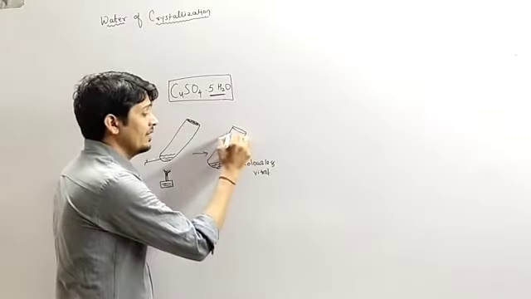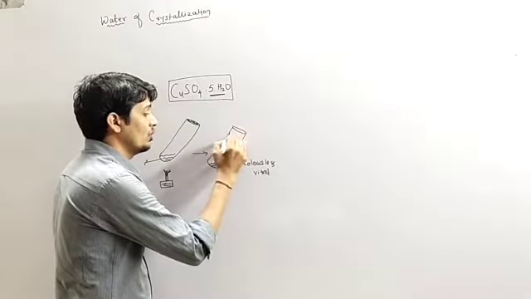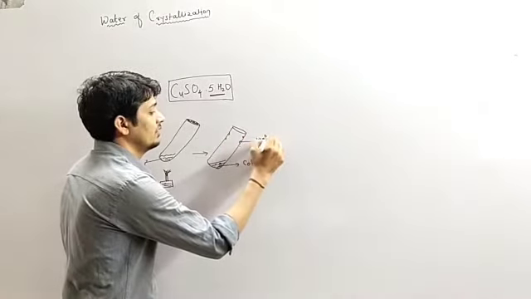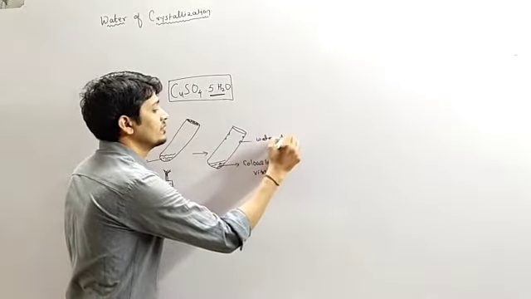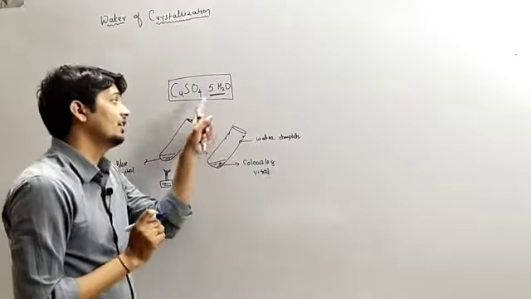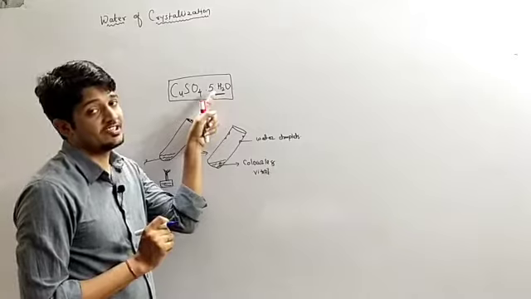And you will find some water droplets on the wall of the test tube. These are the water droplets. These water droplets are water of crystallization.